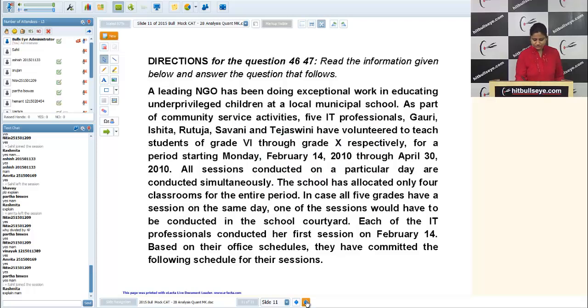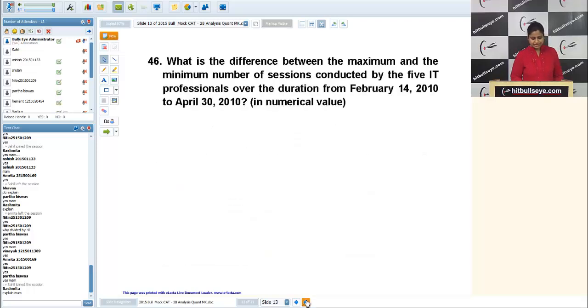I'm taking first of all the question. I think all of you have a PDF copy with you because I need data. See, what is the difference between the maximum and the minimum number of sessions conducted by the 5 IT professionals over the duration from February 14, 2010 to April 30, 2010. So, 14th February was a Monday, that is given in the directions. Now, let us start with the first person.